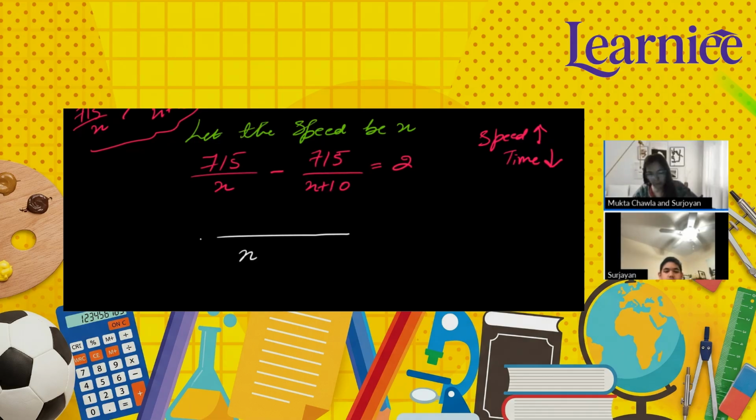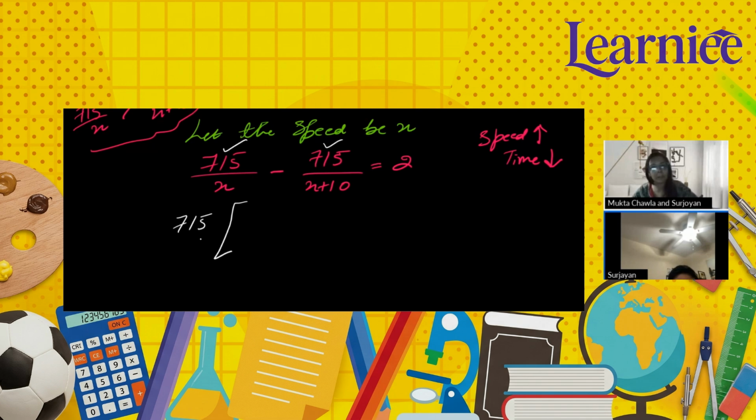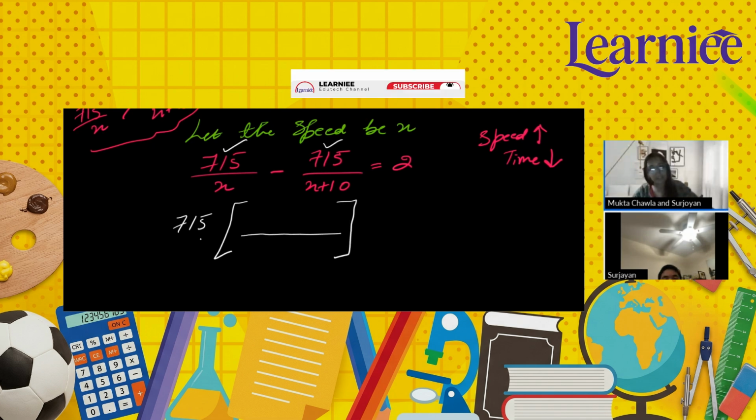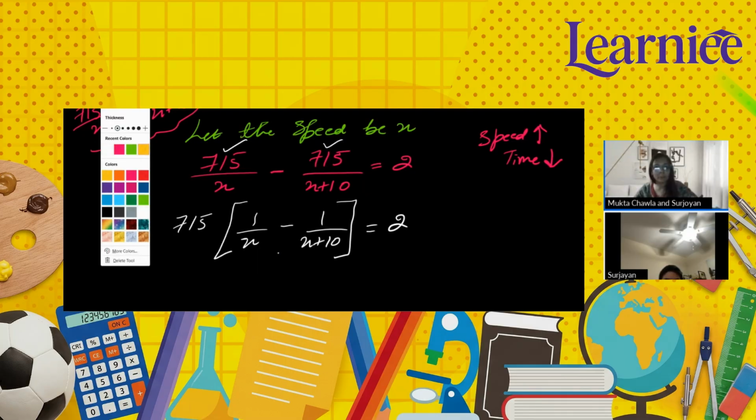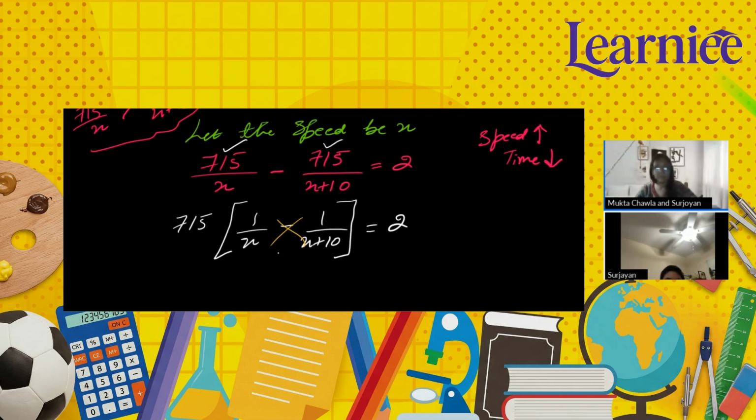Yeah. See, I'll give you a trick here to solve. What is given is 715. So what is the best method? You can take 715 as common. Then it would be easier for us to take LCM, right? So if I take 715 common, I will be left with 1 over x minus 1 over x plus 10. Is it fine? Because then it would be easier for us to do the calculation, right? Otherwise, we have to multiply 715 with x plus 10 like this and that, right? Now, how do we take LCM? We know that we cross multiply the values. Have you understood?